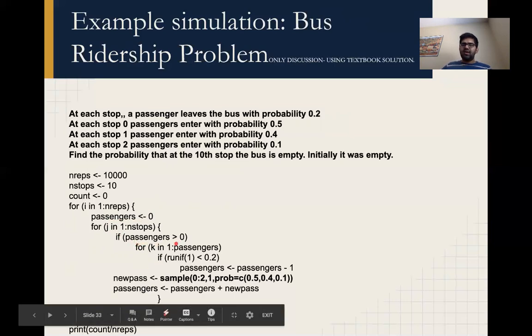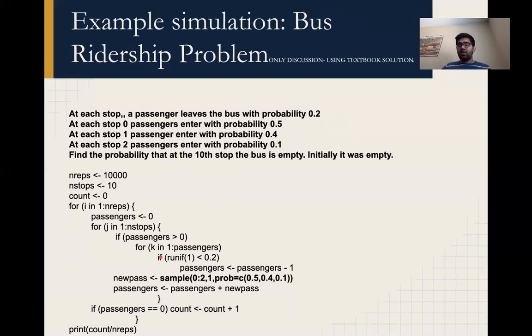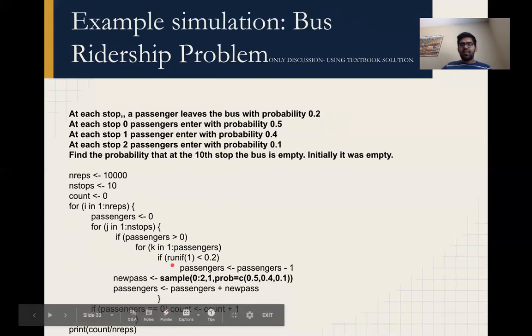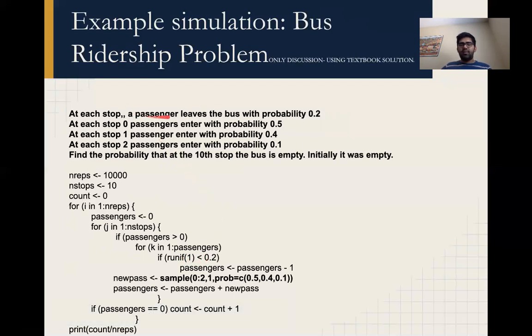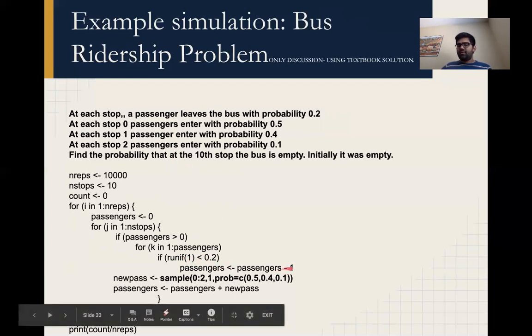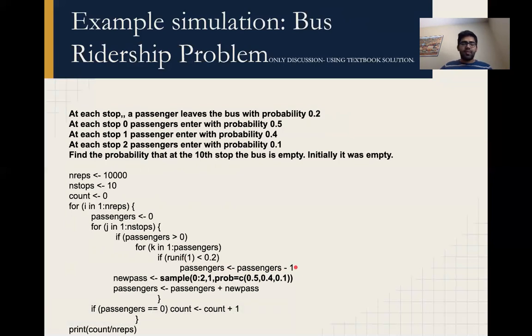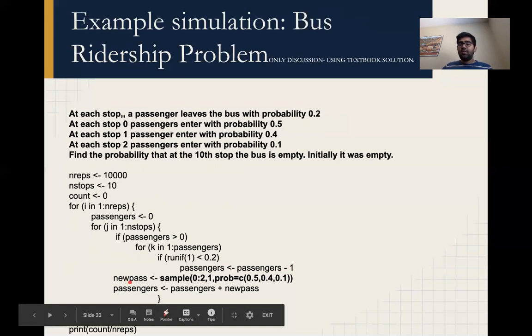If passengers are greater than 0, for k in 1 to passengers, would they get off or not? This is what we'll be calculating here. Run if runif(1) is less than 0.2. So runif actually gives you a value between 0 and 1, and if that is less than 0.2, that is a passenger leaves the bus, then we decrease the count by 1. And now here we calculate the number of new passengers that will be joining us. So that will be sampled between 0 to 2.